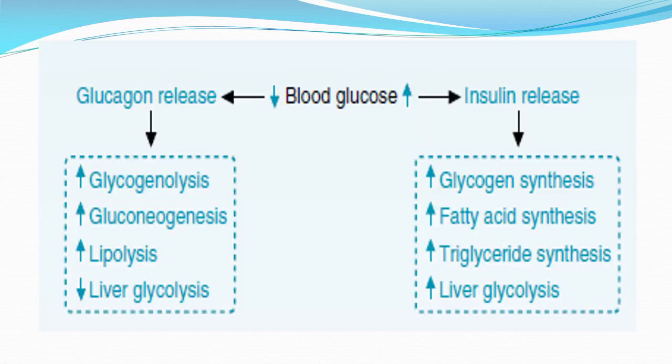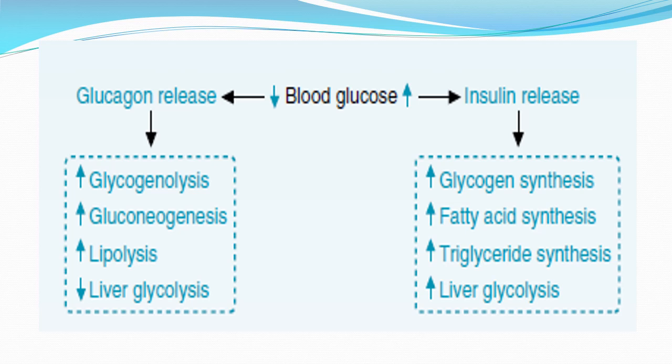Now, in a normal person, the blood glucose level is kept at a steady state, because when the blood glucose level increases, this results in an increase in insulin release, and consequently the actions of insulin increase glucose utilization through glycogenesis, which is glycogen synthesis in the liver, and lipogenesis, which is utilization of the excess glucose to synthesize triglycerides, and increasing glycolysis. Glycolysis is the utilization of the glucose by the cell.